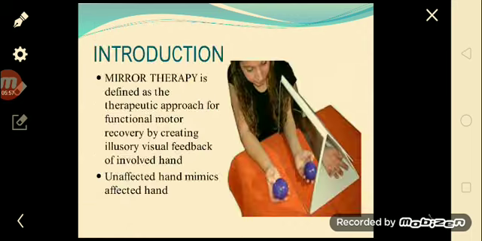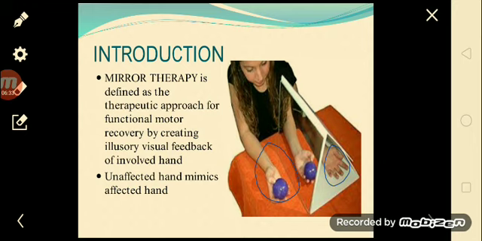Next, the procedure of mirror therapy. What is mirror therapy? It is a rehab technique that is used with a mirror. It is defined as a therapeutic approach for functional motor recovery by creating illusory visual feedback of the involved hand. This is the normal hand and this is the affected hand. The normal hand is placed in front of the mirror, and this normal hand gives a reflection in the mirror and it appears as the affected hand. So it gives the patient the illusion that the affected hand is also moving.